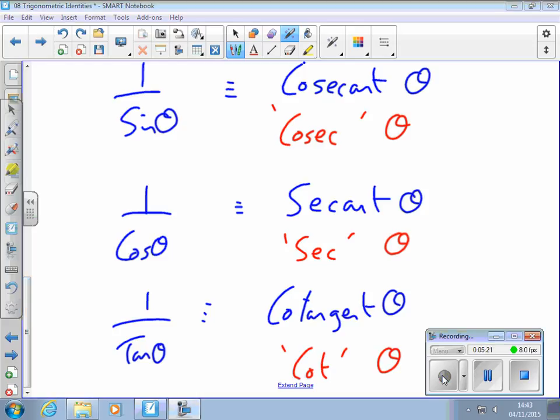So now what we're going to do is to use these 3 identities for cosec, sec, and cot, to give them their short names, and also sine, cosine, and tangent, what we mean by those, to try and come up with some other identities. And so we're going to think of them in terms of the right-angled triangle. And I'll stop this here, and then we'll carry on in the next video clip.